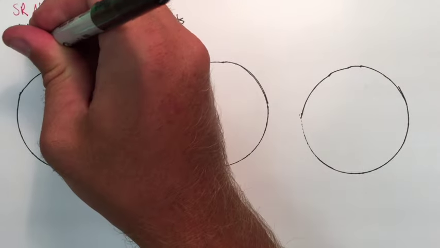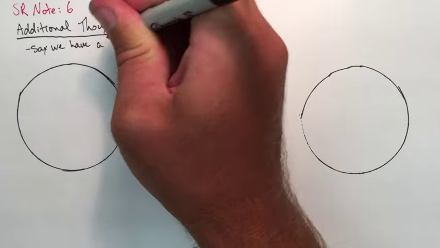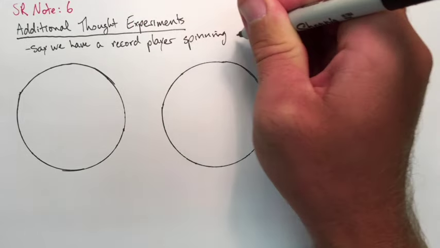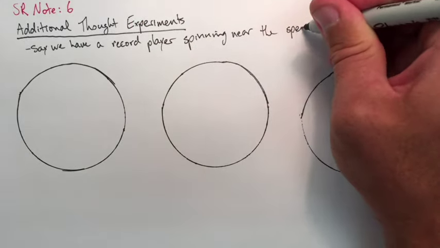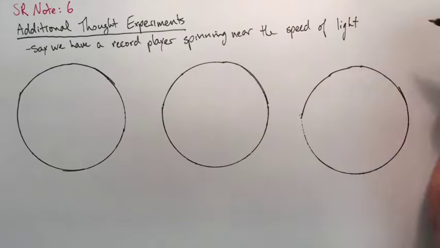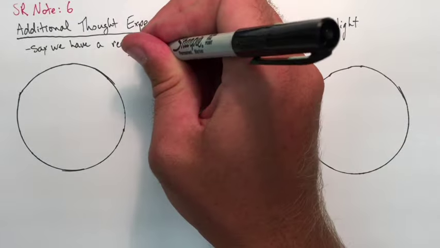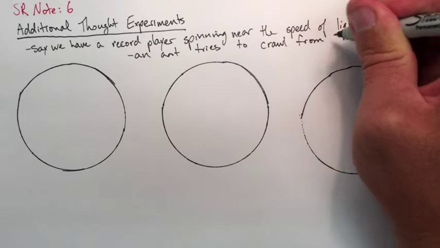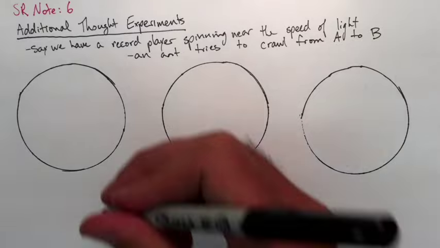Here we have three circles drawn. Say this is a really big record player, and it can spin near the speed of light. On the record player, we're going to add spots A and B. And basically what we want to see is how an ant is going to crawl from A to B.